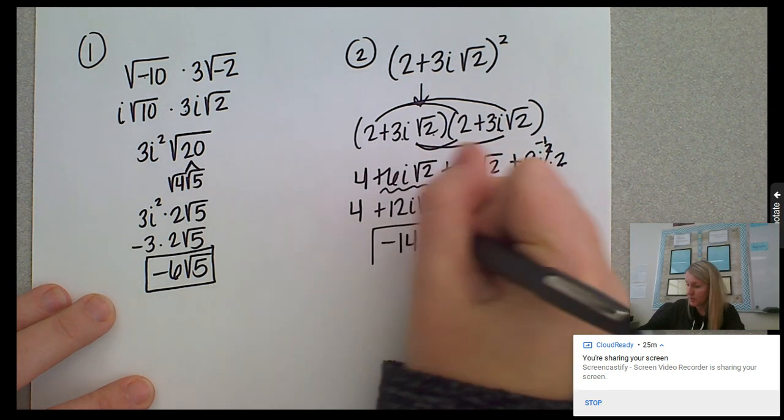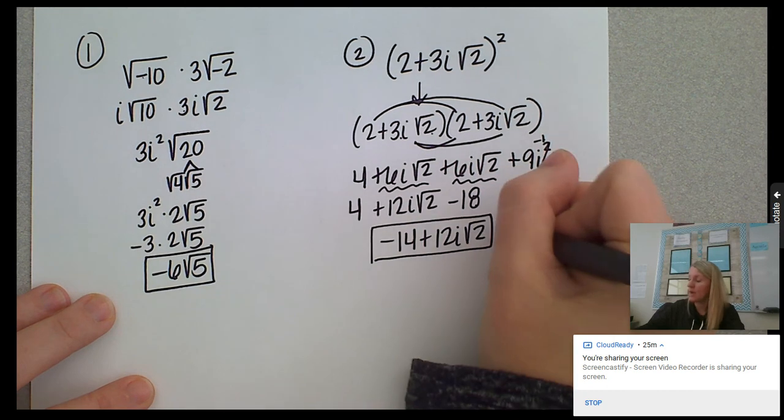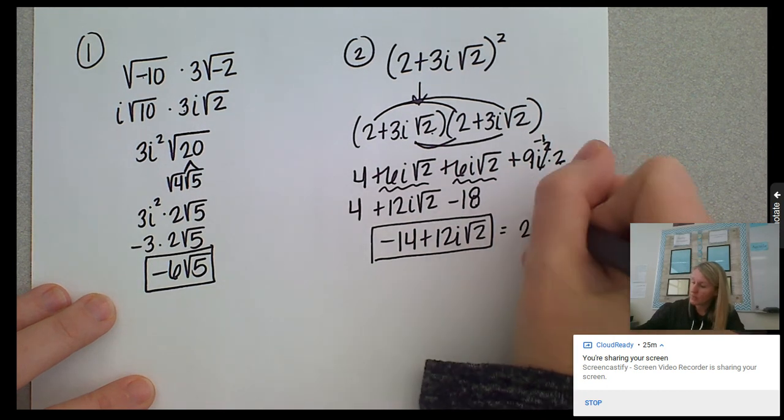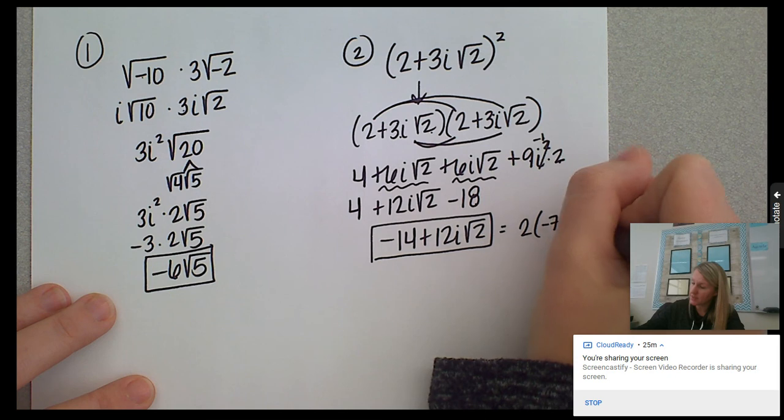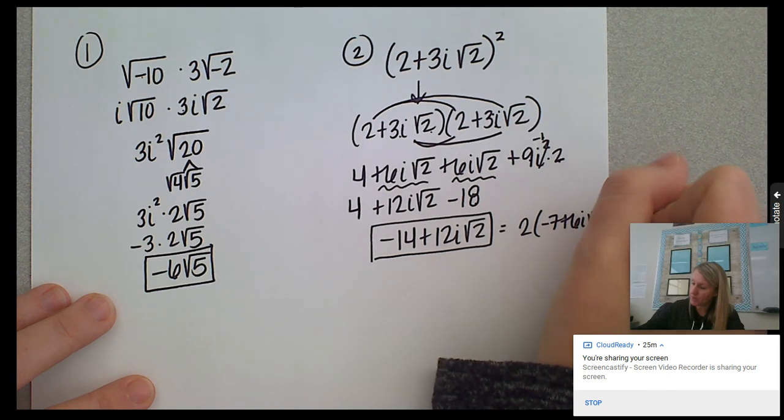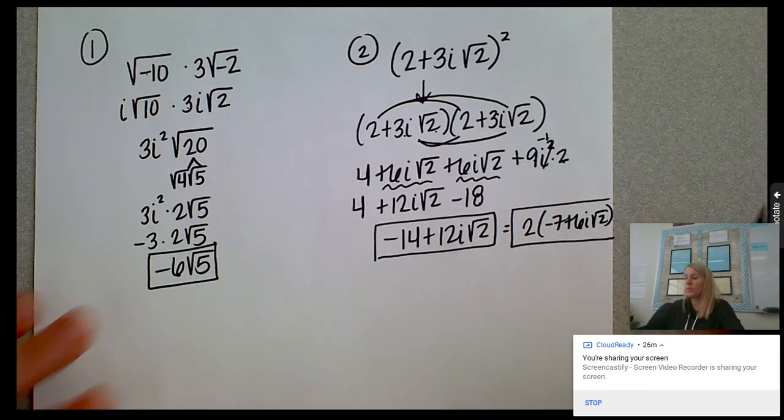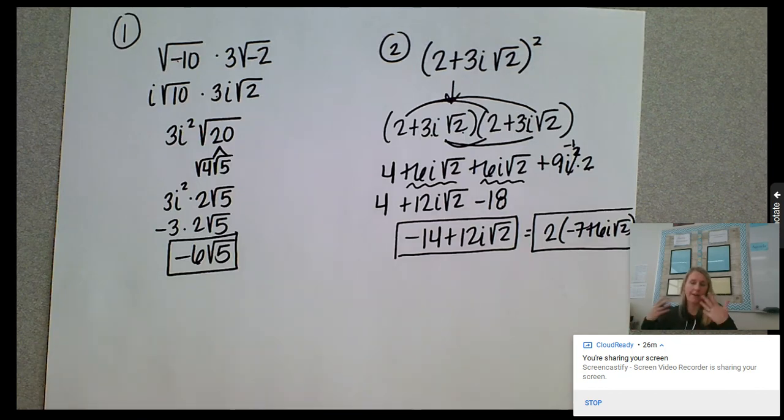You can also, if you wanted to take the GCF out, go for it because those are both divisible by 2. And that would give me negative 7 plus 6i root 2. Also a perfectly fine answer. But once again, you have a real part, you have an imaginary part. They kind of stay separate because that's the way a complex number is.